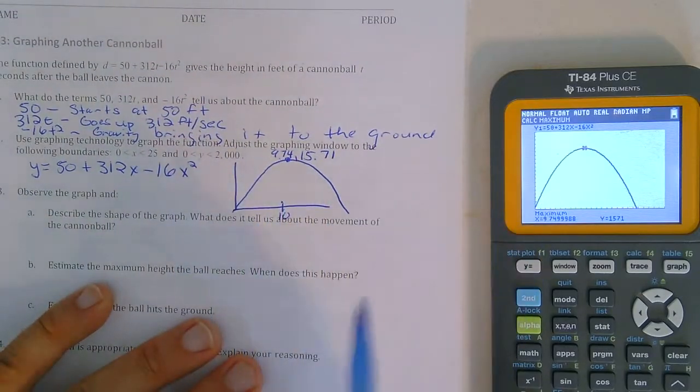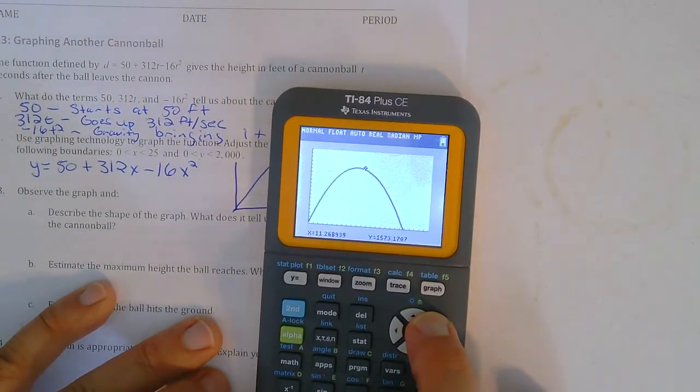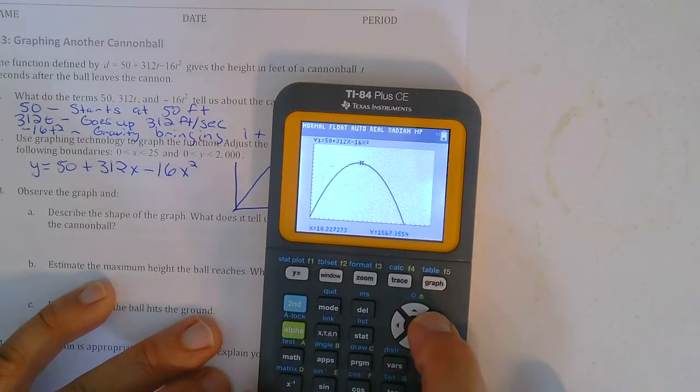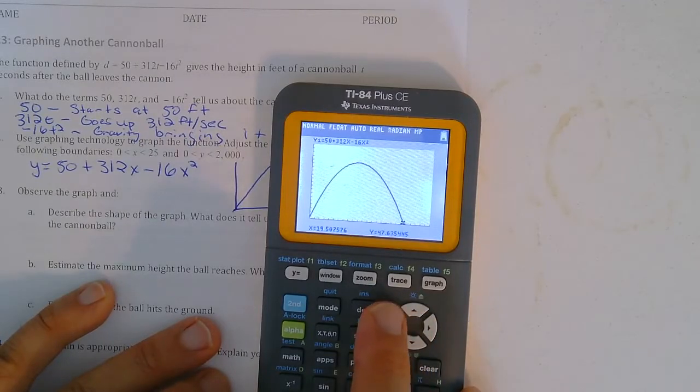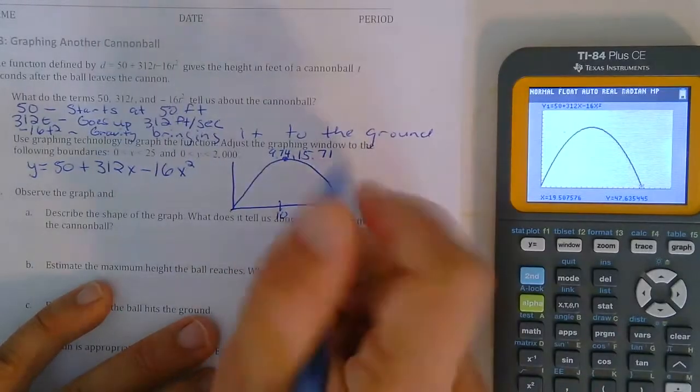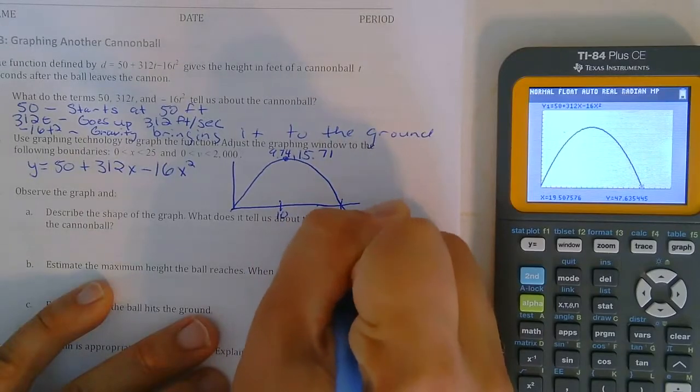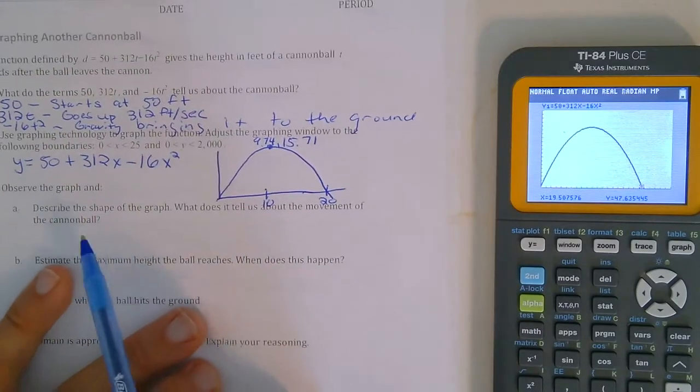So down here too, I'm going to go back and then trace to find when this cannonball hits the ground again. So it looks to end at about 20 seconds. So that cannonball is in the air for quite a while.